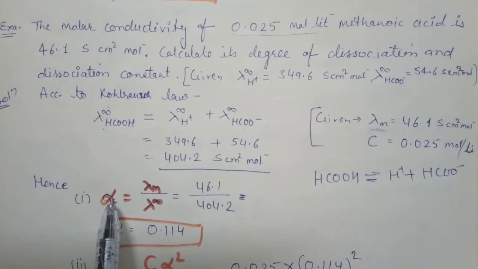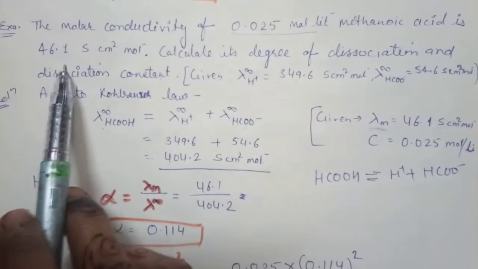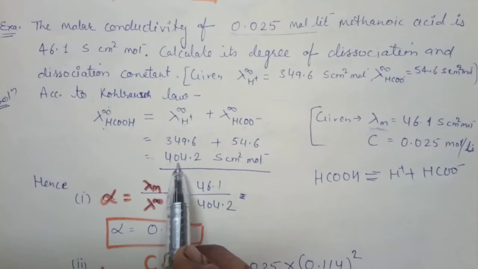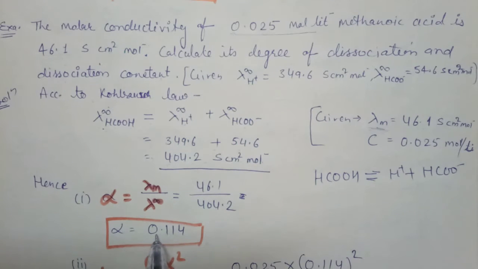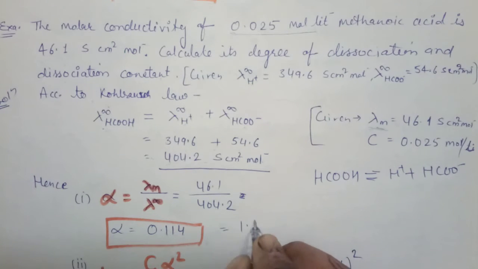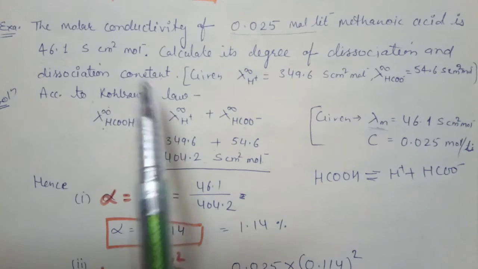Then the alpha will be equal to lambda m upon lambda infinity. Lambda m is 46.1, lambda infinity is 404.2, then the alpha will be equal to 0.114, or we can say in percentage, 1.14%.